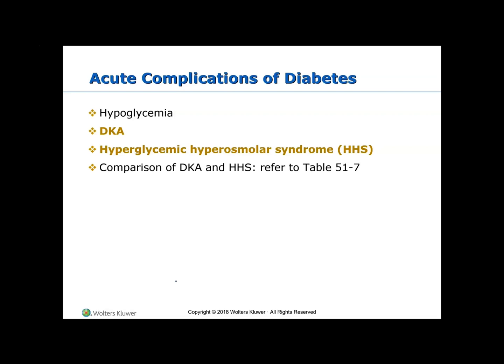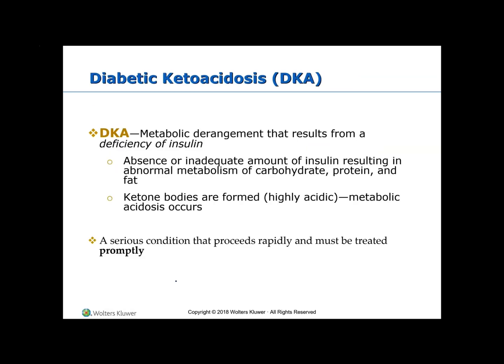You can go the reverse, with DKA, diabetic ketoacidosis, or HHS, the hyperglycemic hyperosmolar syndrome, which I'll be calling HHS from now on. Table 51.7 is a good comparison of DKA and HHS.